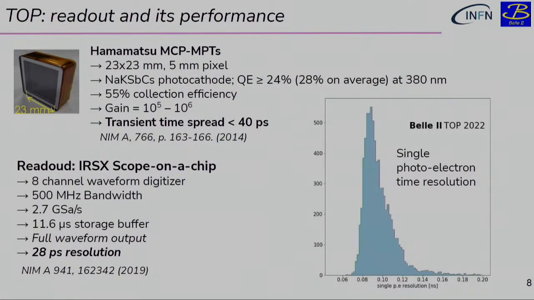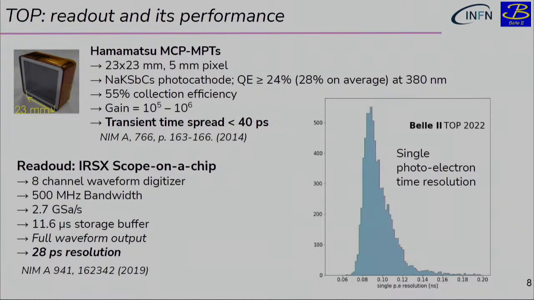Now, as you can guess from the description, the important bit of the TOP is the time resolution. It's a single photoelectron time resolution because we have on the order of 20 photons per particle crossing the bar, reaching the photomultipliers and being detected. So we want a resolution which is below 100 picoseconds from the readout only. So we have a combination of this specific model of a microchannel plate photomultiplier by Hamamatsu with a transit time spread of less than 40 picoseconds.